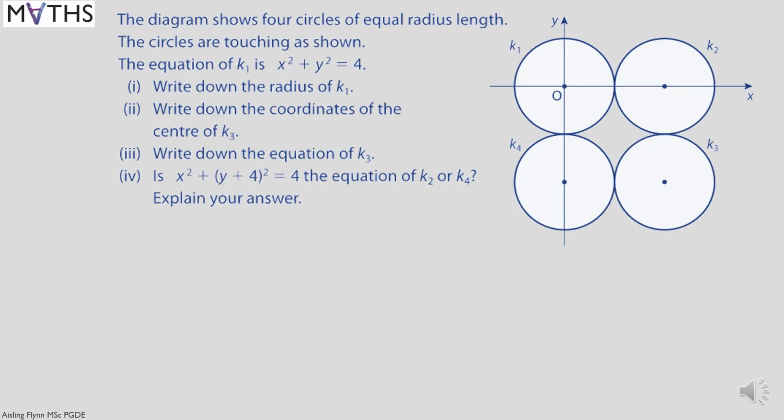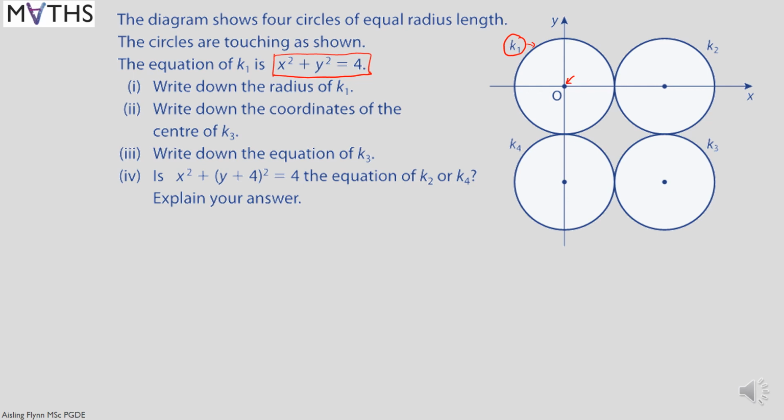Okay, now this is an interesting question. Let's have a look at it. The diagram shows 4 circles of equal radius length. The circles are touching as shown, and the equation of k1 is x squared plus y squared equals 4. So here's k1, and this circle has this equation, which we know is the type of equation you get for a circle that has center 0, 0, which it does.